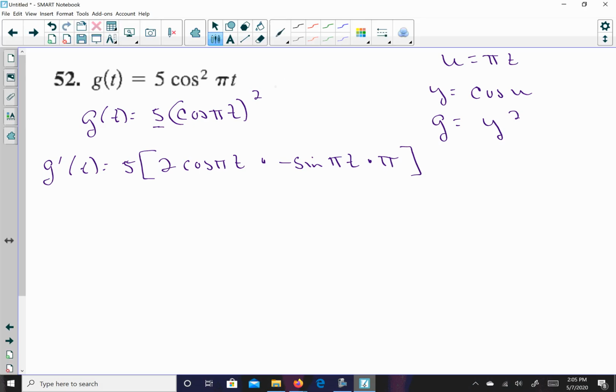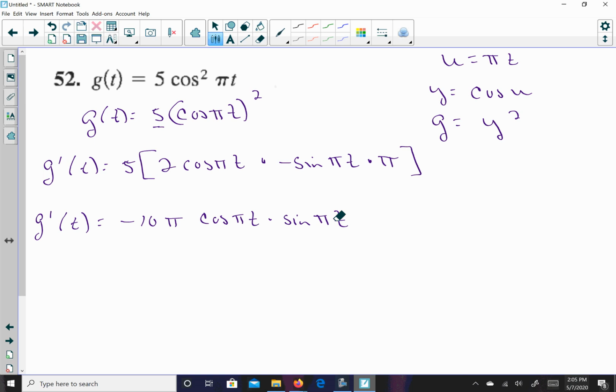Okay, so then you're going to multiply these. I'm going to multiply that 5 with it while I'm at it. So I'm going to have 5 times 2 times the negative sine times pi. So that'll be negative 10 pi, and then this is a cosine of pi times t, times the sine of pi times t. And I'm happy if you get there.